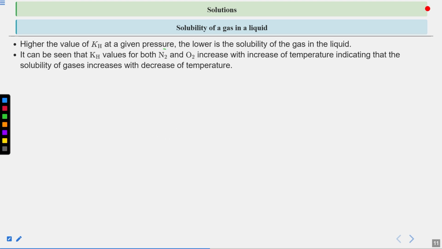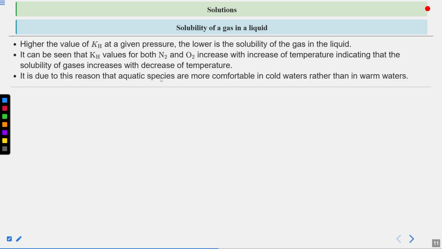So, the KH value for N2 and O2 both increases with increasing temperature, suggesting that your solubility will decrease as a result of higher kinetic energy of the gases. We will see it. So, it is the reason why aquatic life is more sustainable at a lower temperature as compared to a higher temperature, because on increasing the temperature, the solubility of oxygen decreases and aquatic life finds it difficult to breathe.